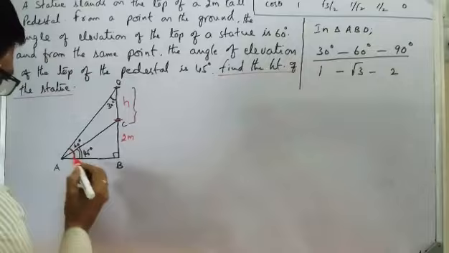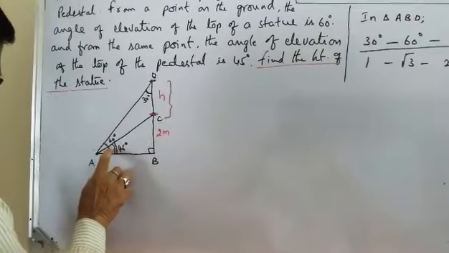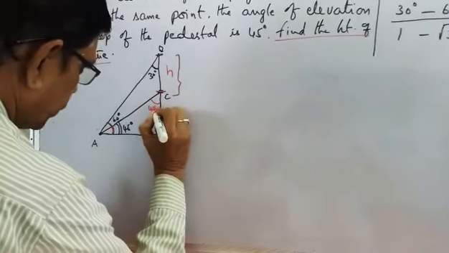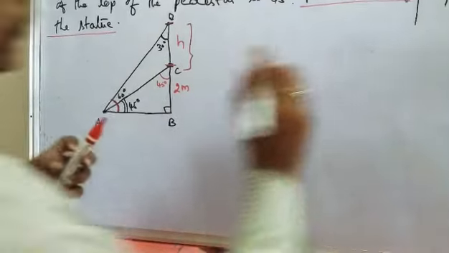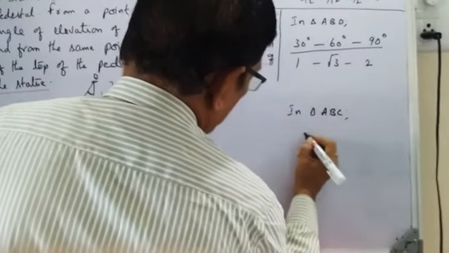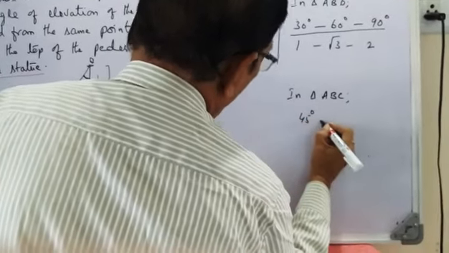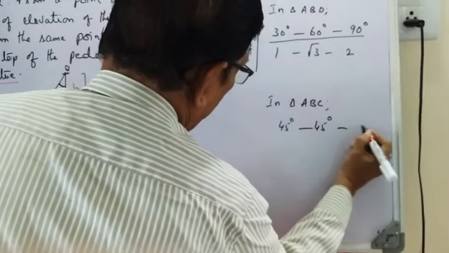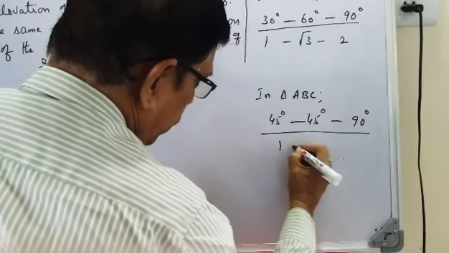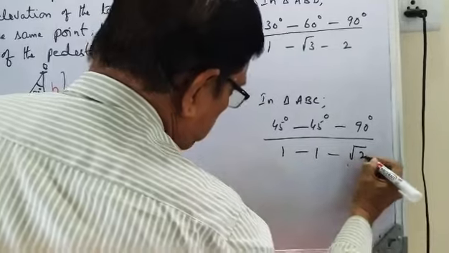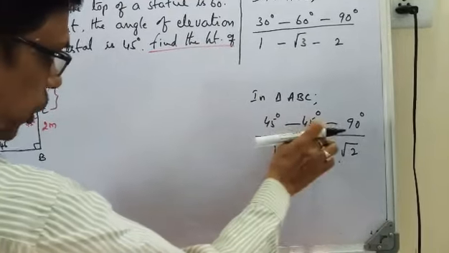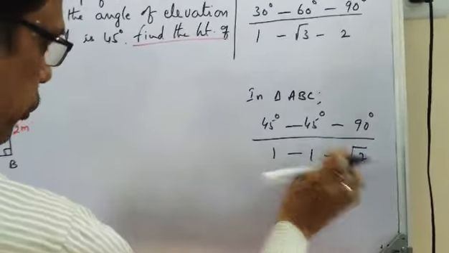1:√3:2. Now in triangle ABC, when this is 45 degrees and this is 90, then this will become 45. So in triangle ABC we have 45 degrees, 45 degrees and 90 degrees. When we get 45, 45 and 90, we need to take the ratio 1:1:√2. Remember, when we get 30, 60, 90, it is 1:√3:2. When it is 45, 45, 90, we need to take 1:1:√2.